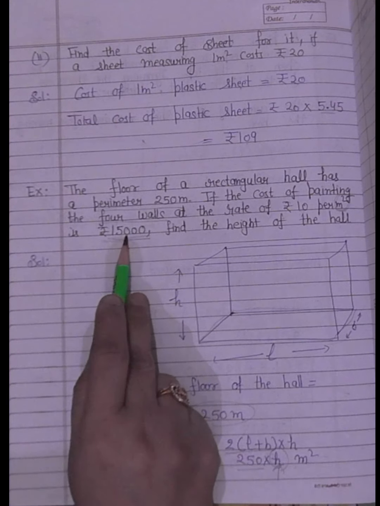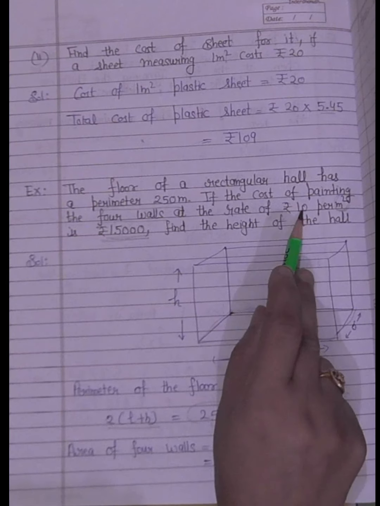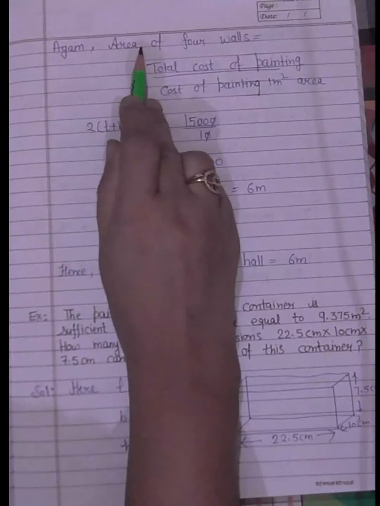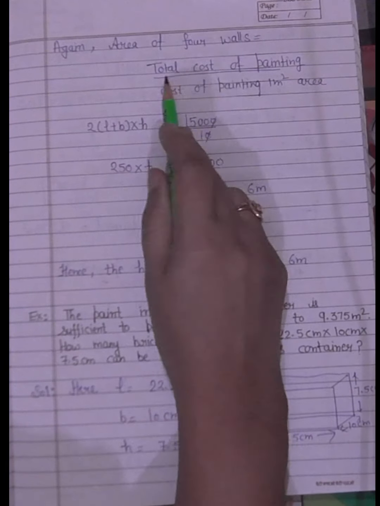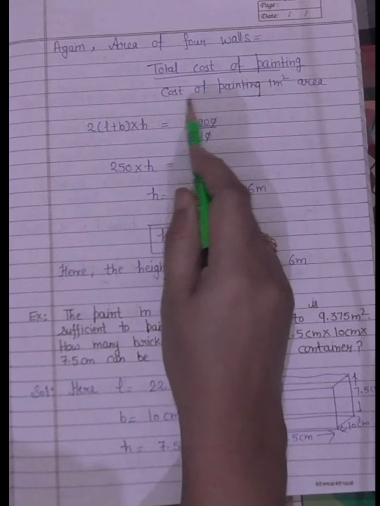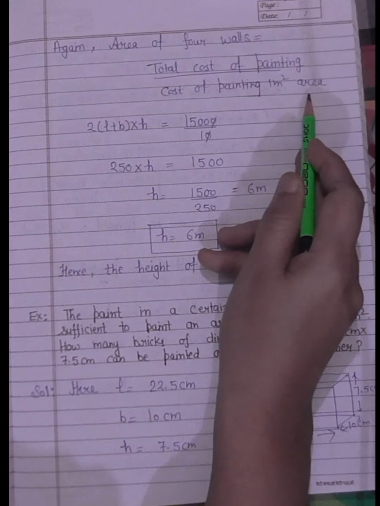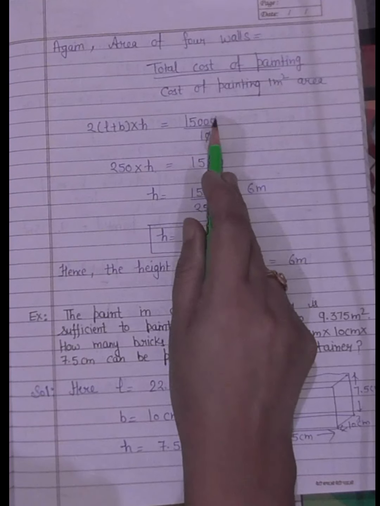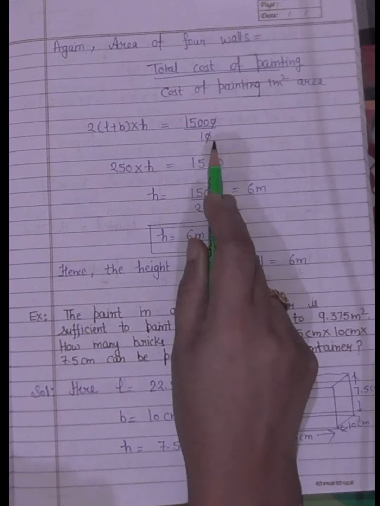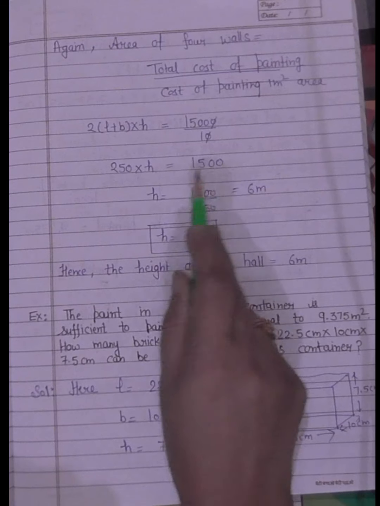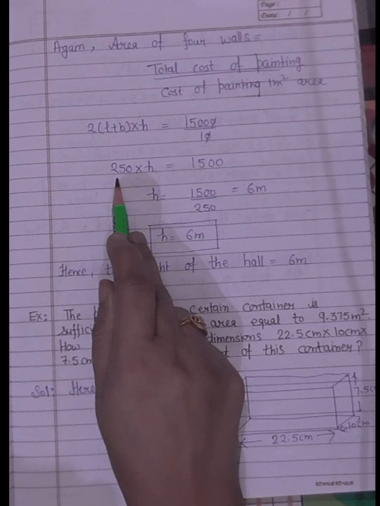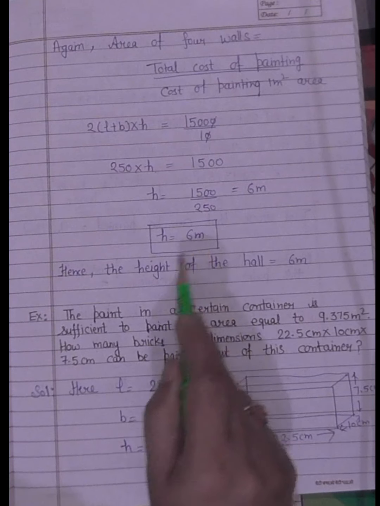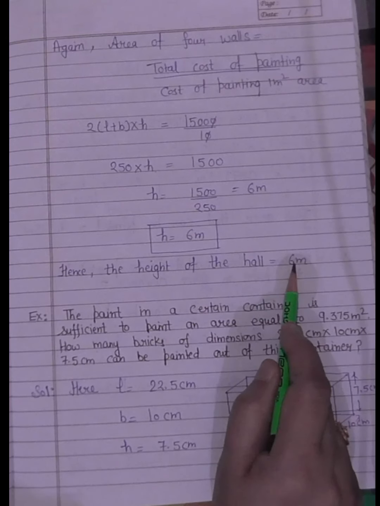If we divide 15,000 by 10, we will get the area of the 4 walls. Again, the area of 4 walls will be equal to the total cost of painting divided by the cost of painting per meter square area. 2 into (L plus B) into H is equal to 15,000 by 10. It will be 1500, and there is 250 into height. After solving, we get height equal to 6 meters. So the height of the hall is 6 meters.